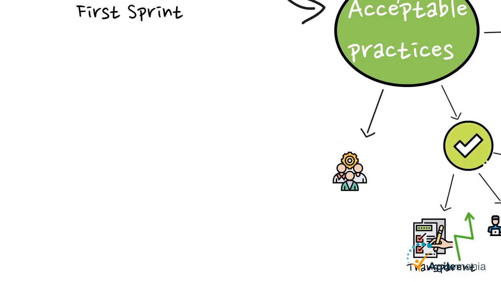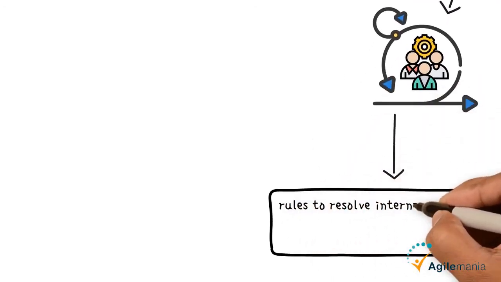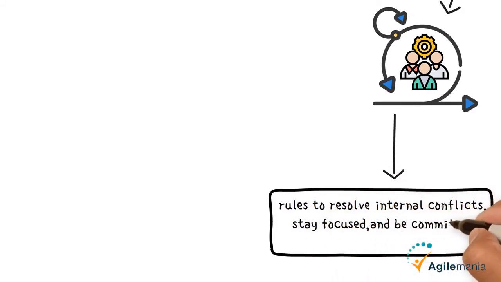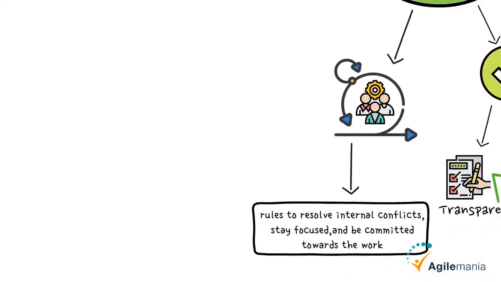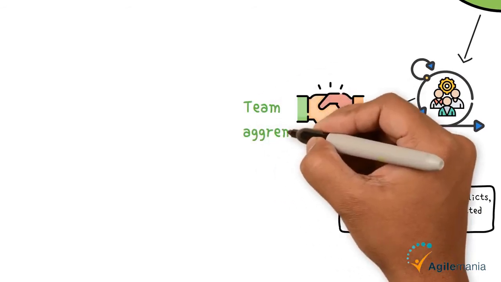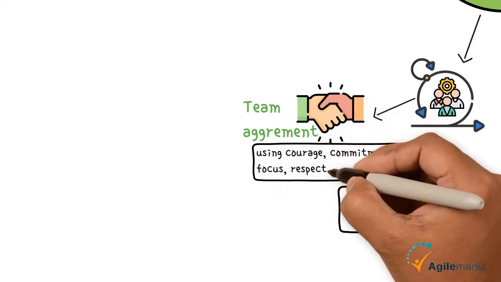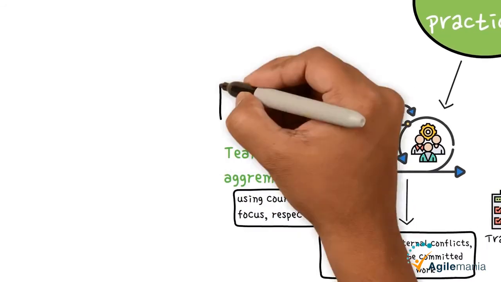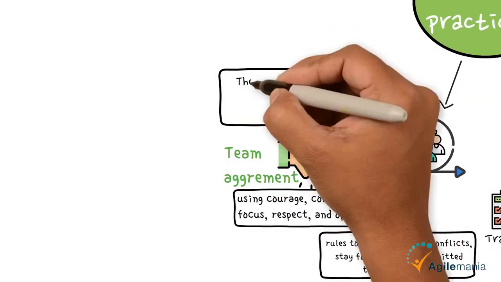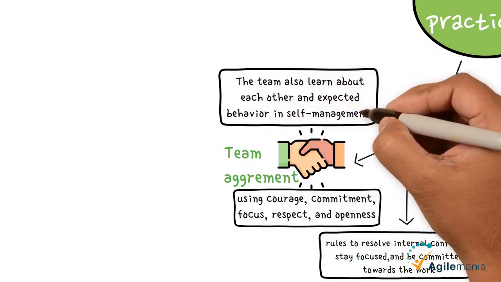Third is the team agreement. A team is self-managed in Scrum, and self-management needs some rules to resolve internal conflicts, stay focused, and be committed towards the work. The Scrum values become a great input to draft a team agreement, using courage, commitment, focus, respect, and openness. While preparing the team agreement, a team also learns about each other and expected behavior in a self-managing team.